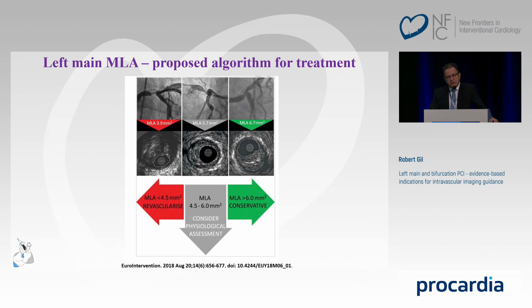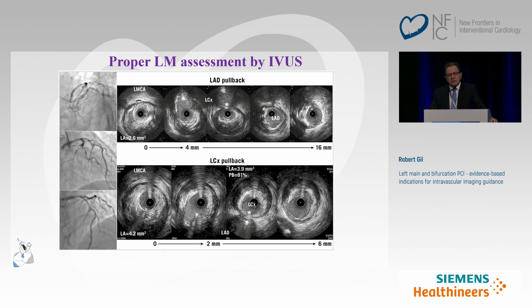So therefore, taking into account all of this information, we should remember that we can defer the procedure on left main when we have minimal lumen area of more than 6 square millimeters. We should proceed with the intervention when there is 4.5, and in a gray zone, sometimes we need to repeat the assessment using functional assessment.